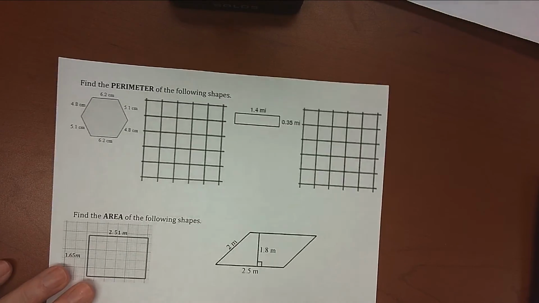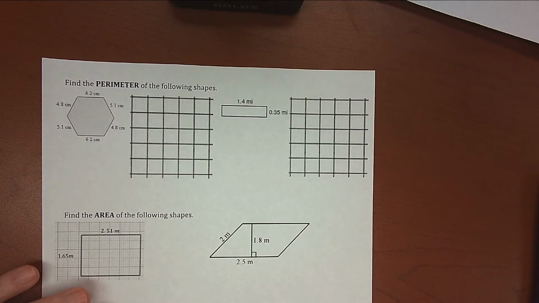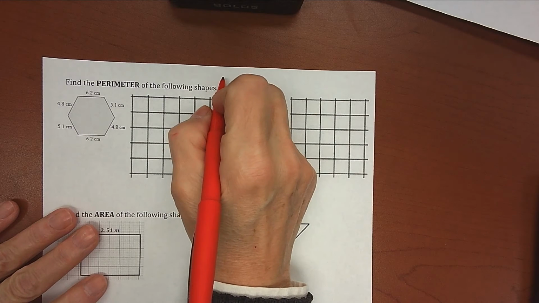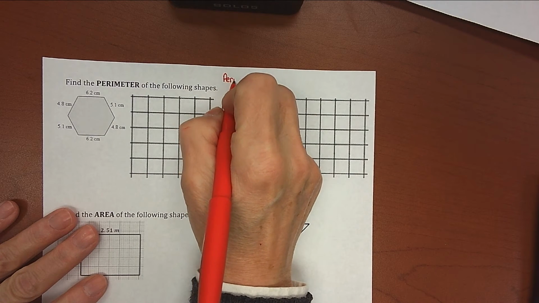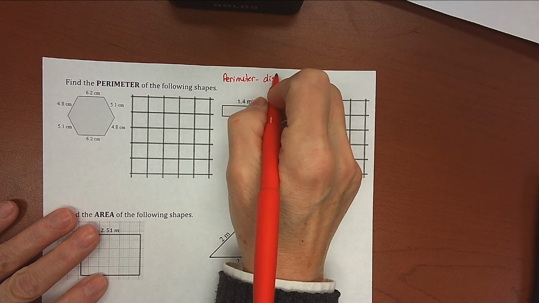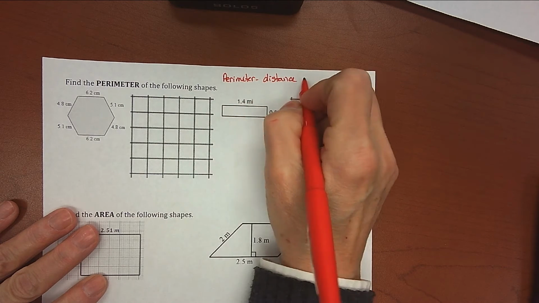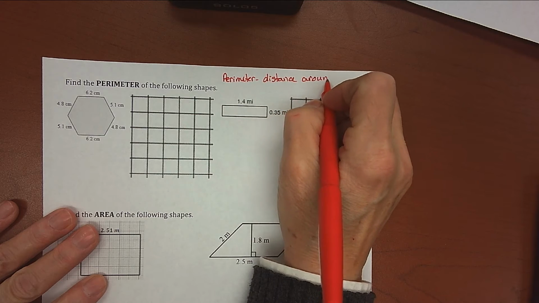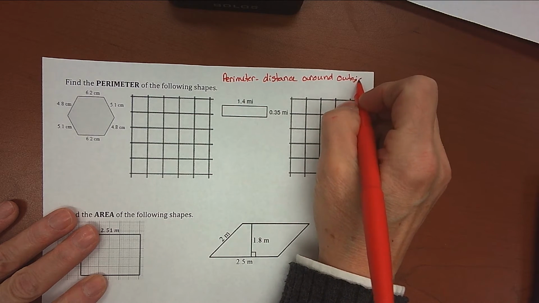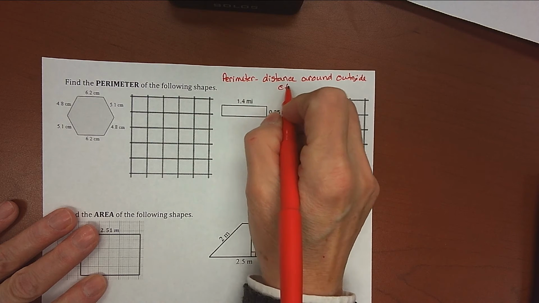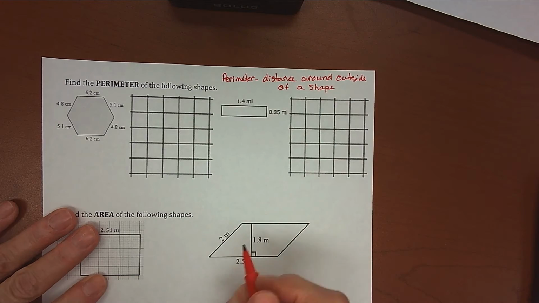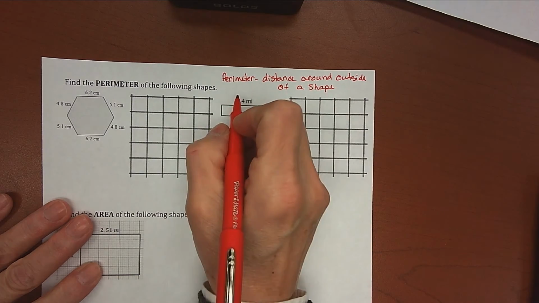Our first problems deal with perimeter, and just a reminder that perimeter is the distance around the outside of a shape or figure. And we compute that by adding all the sides together.